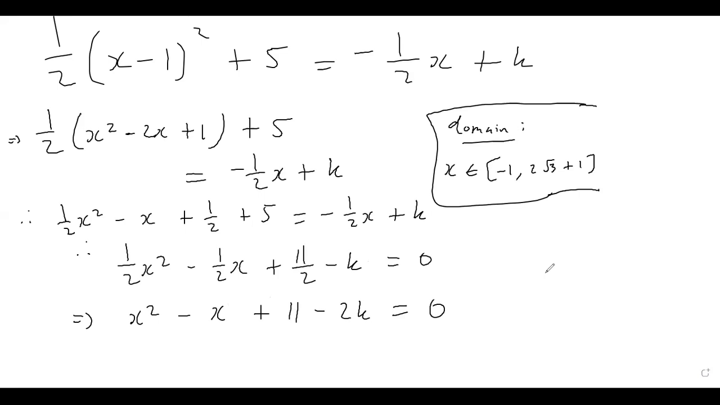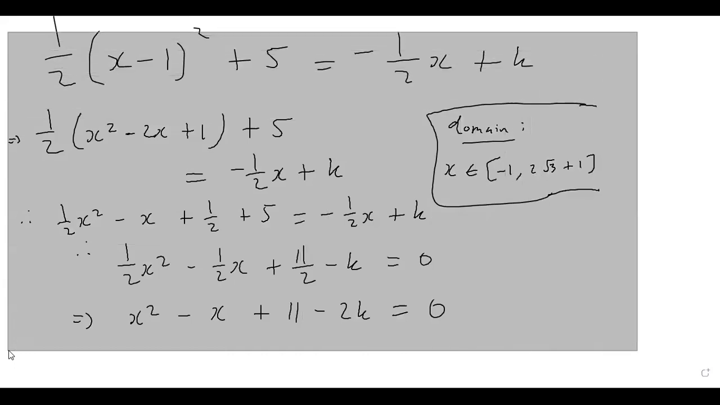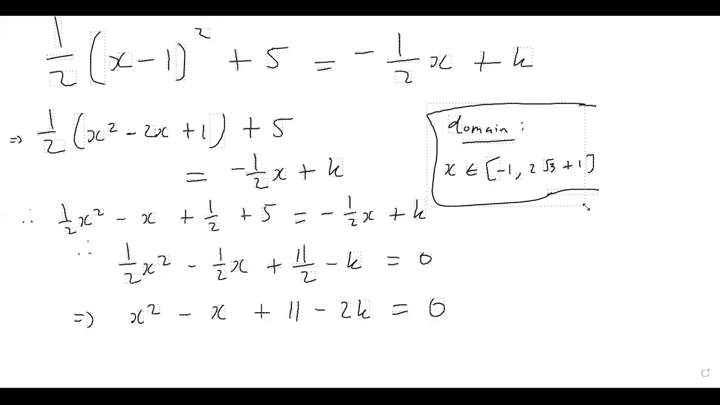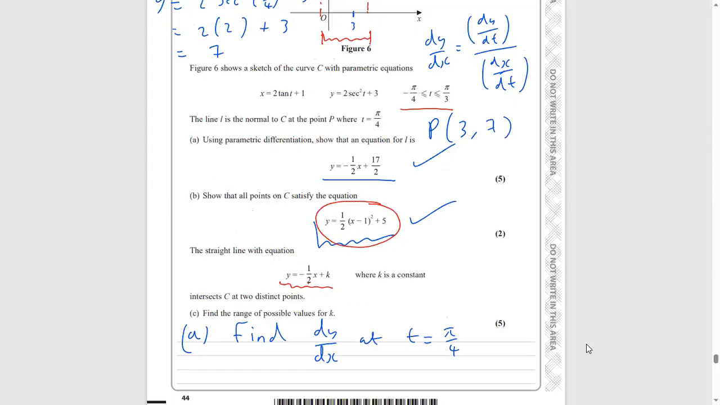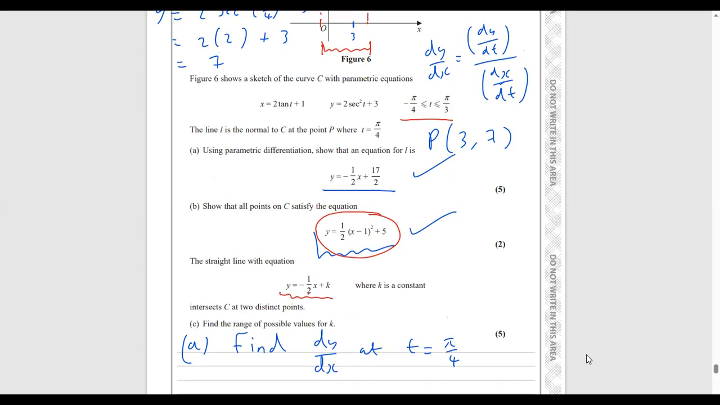Now then, we're going to need to use our discriminant. Remember, we need the discriminant now, don't we? Because we want there to be two distinct solutions. So if we go back to the question just to remind ourselves, we want there to be two distinct points of intersection between the Cartesian equation here and this straight line equation. So we need the discriminant b squared minus 4ac to be greater than 0.